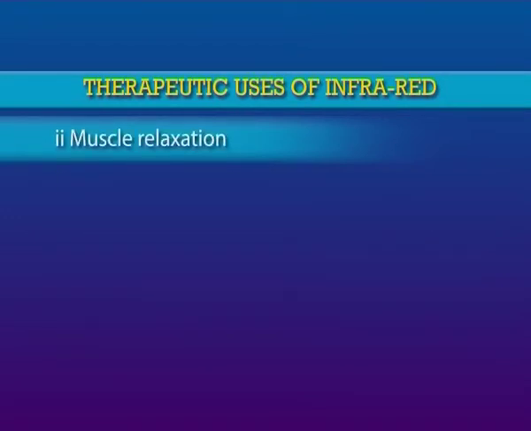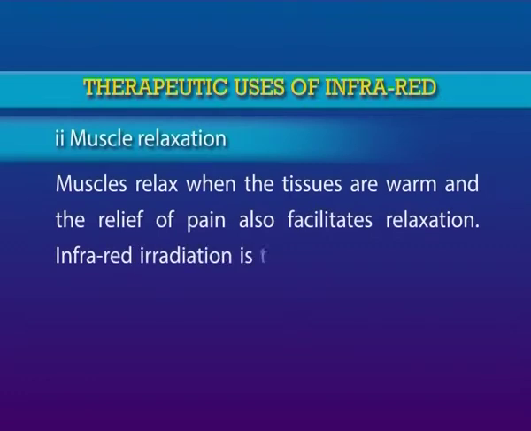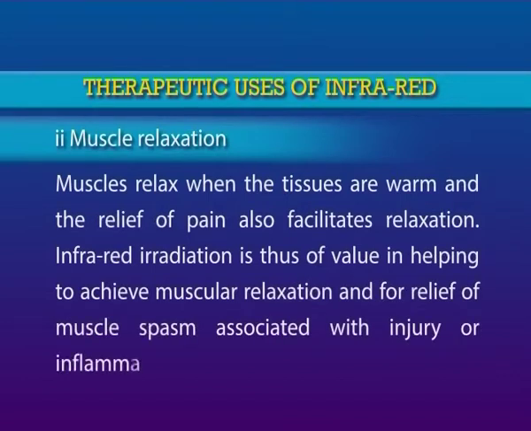Muscle relaxation. Muscles relax when the tissues are warm, and the relief of pain also facilitates relaxation. Infrared irradiation is thus of value in helping to achieve muscular relaxation and for relief of muscle spasm associated with injury or inflammation.